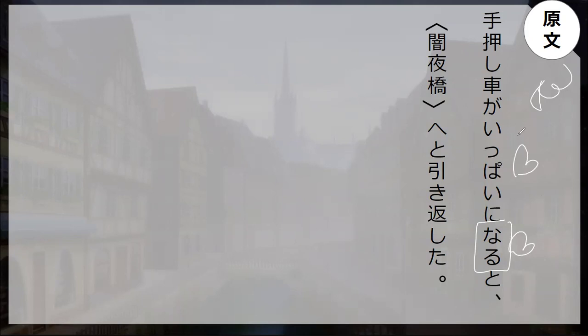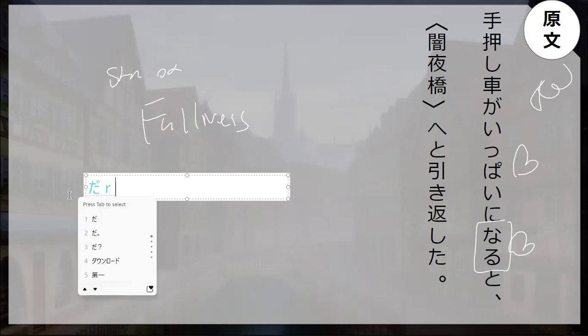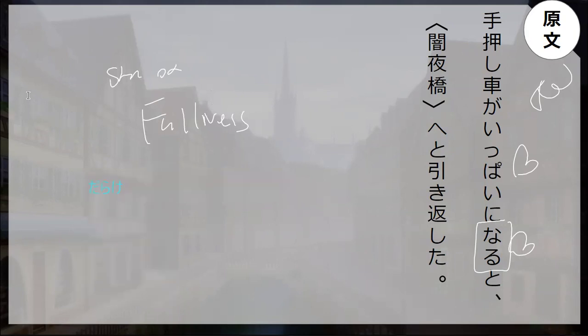And what is ippai? Ippai means full, a state of fullness. So it becomes full. It's in the state of being full, it's filled up. What has become full? The push cart. Then, immediately after, right after the cart becomes full, what do they do? We trace ourselves back. We return back to the dark bridge, the darkness night bridge.